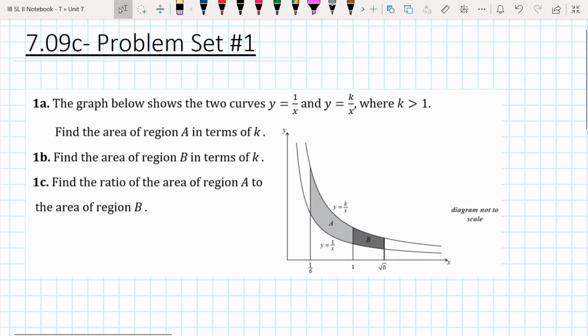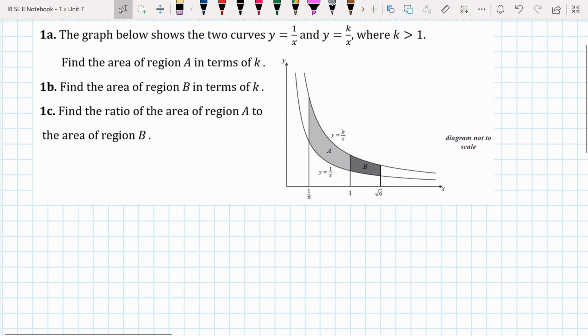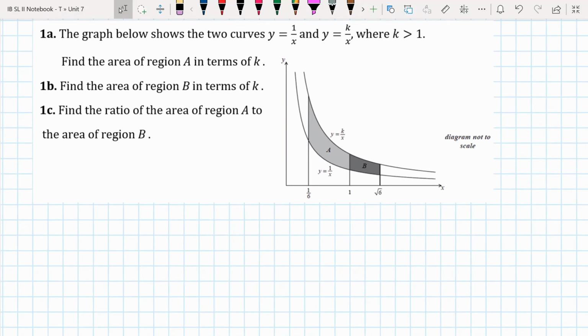So another application of integration question is when we have to find the area between the curves. In this case, we have two functions, 1 over x and then k over x, and they form two regions, A and B. And what we're going to do here is determine the region of area A, and then the region of area B, and then question C wants us to find the ratio of these two regions.